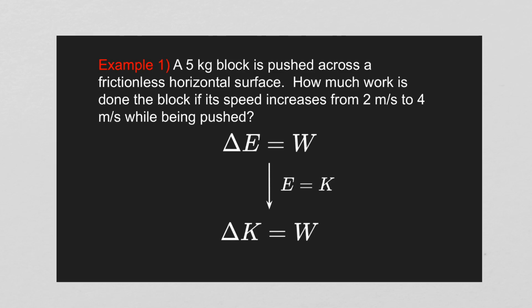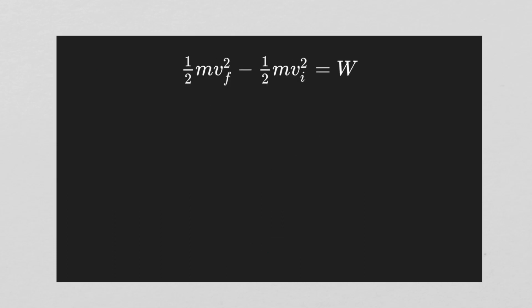Let's look at an example. So here we've got this block. The block is being pushed. All right? If we're pushing, are we adding energy or taking energy out? Well, let's see. We're increasing the speed, so we're looking at delta K. That's the only type of energy we've got right now, which equals work. Sometimes this is called the work-energy theorem, but we're going to use this as a special case.